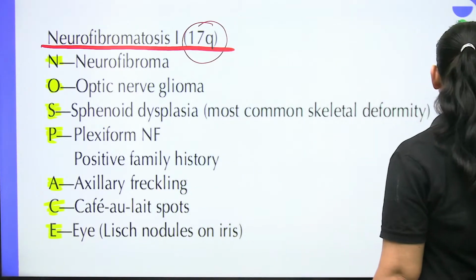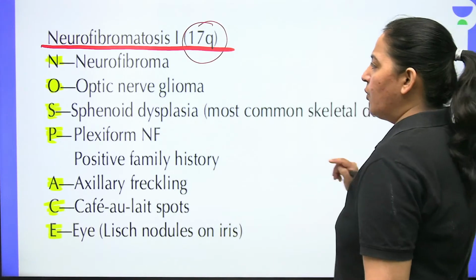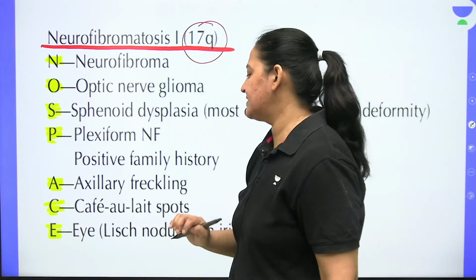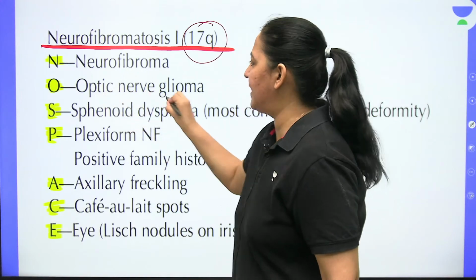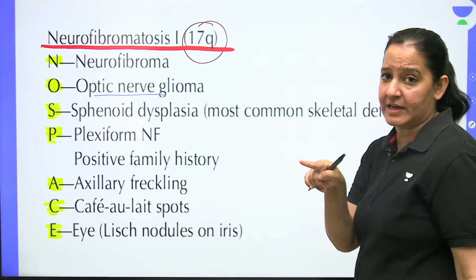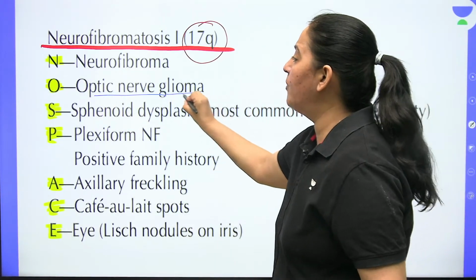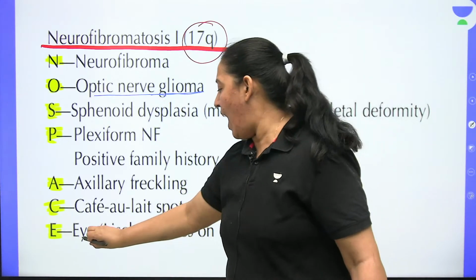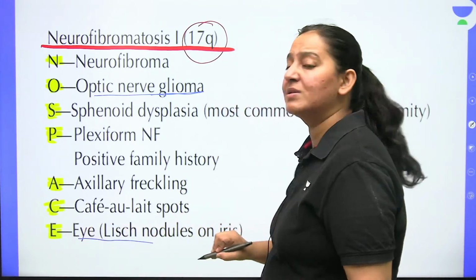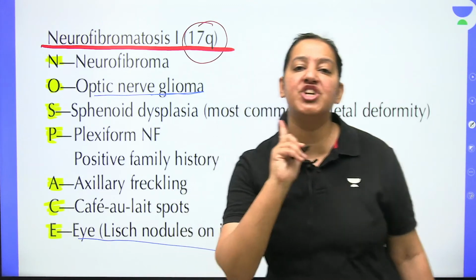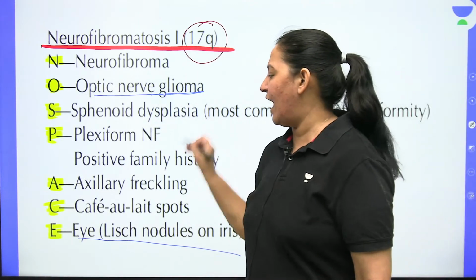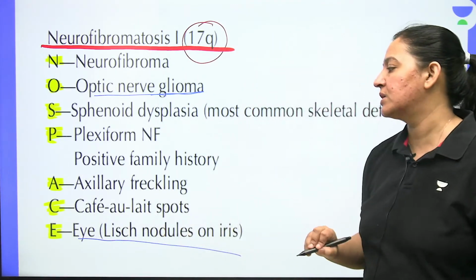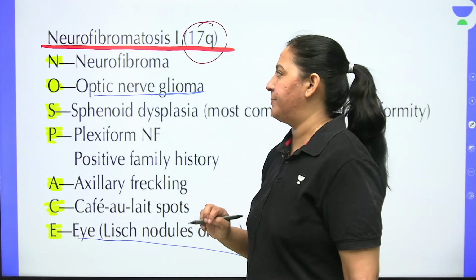In neurofibromatosis 1, you again have 2 things in the eye. Behind the eye, there is the optic nerve. It is optic nerve glioma, a tumor that occurs in the optic nerve. And number 2, in the iris there are nodules. Those nodules are known as Lisch nodules. So optic nerve glioma and Lisch nodules. These are the 2 things which occur in the eye.